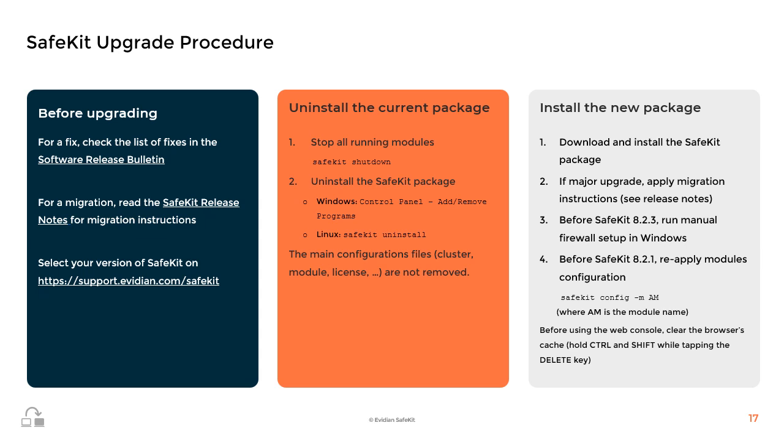Thirdly, proceed with the installation of the new SafeKit package. Download and install the SafeKit package from the Avidian support website. If it is a major upgrade, apply the migration instructions as specified in the release notes.